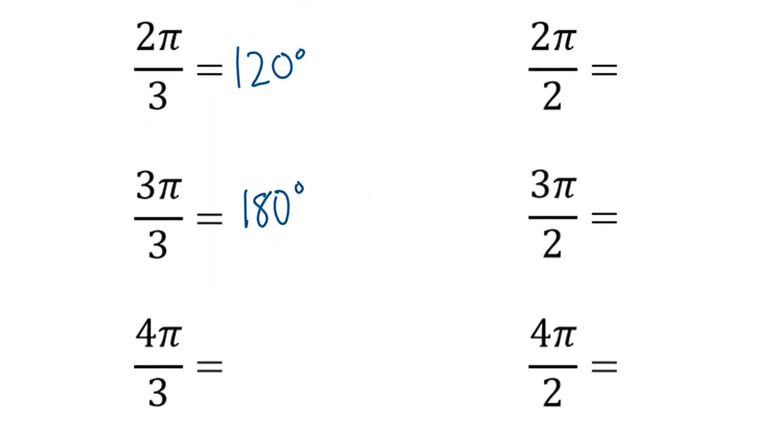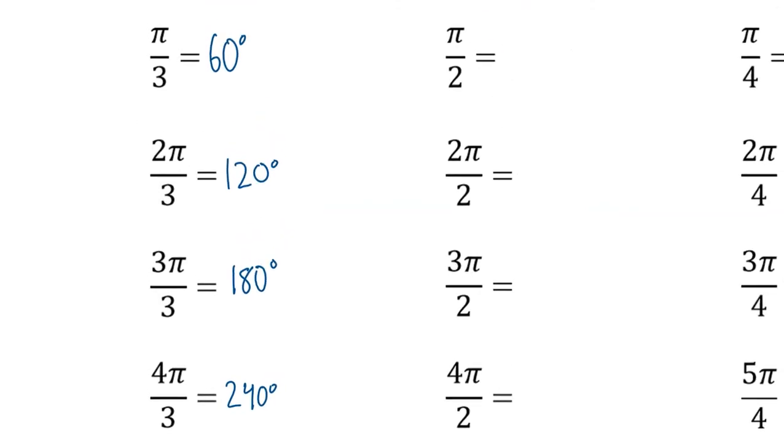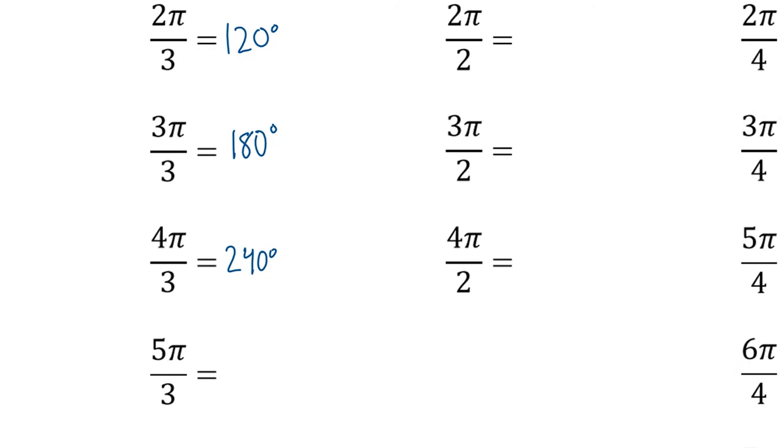4 pi by 3? 240. So how'd you get that? I just look at the pattern, but you can also look at it as 4 times 60. Yeah, you're counting by 60s now, aren't you? So every time we go up, 1 pi by 3, 2 pi by 3, 3 pi by 3, 4 pi by 3, 5 pi by 3, we're counting by 60s. So 5 pi by 3 is going to be 300, adding 60 more.